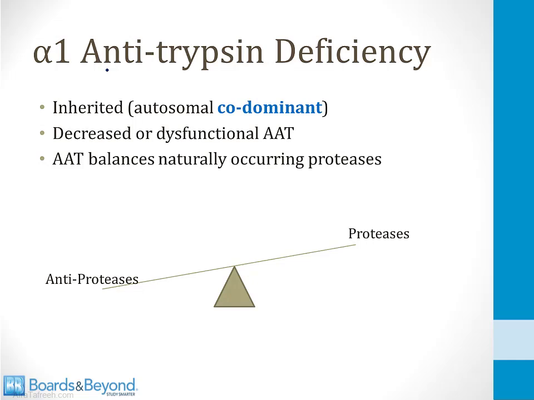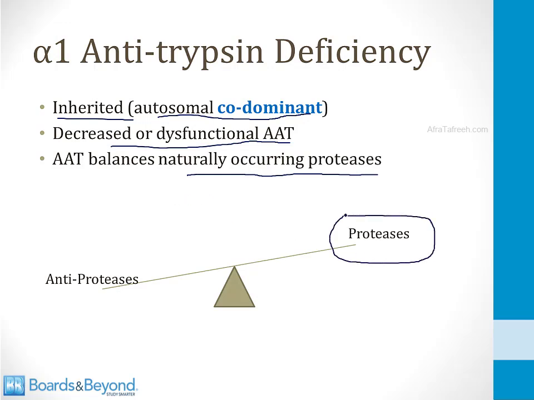Alpha-1 antitrypsin deficiency is a rare disorder that is inherited. It's inherited in an autosomal co-dominant fashion, and children born with this disorder have decreased or dysfunctional alpha-1 antitrypsin. What alpha-1 antitrypsin is supposed to do is balance naturally occurring proteases. In many tissues in our body, especially in the lungs, there are naturally occurring proteases which can destroy tissue, but then there are antiproteases like alpha-1 antitrypsin that balance those so that they don't destroy our own tissues.